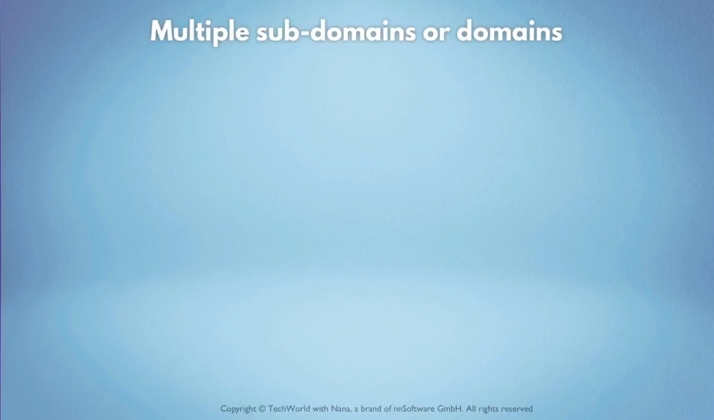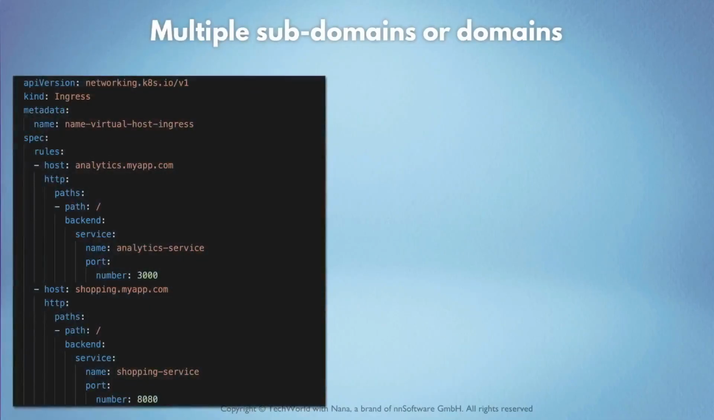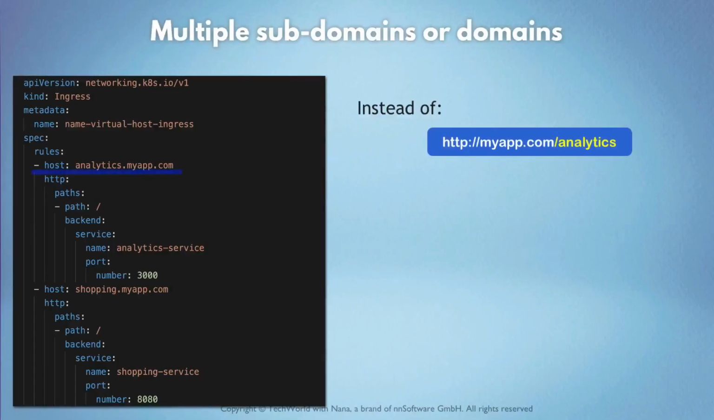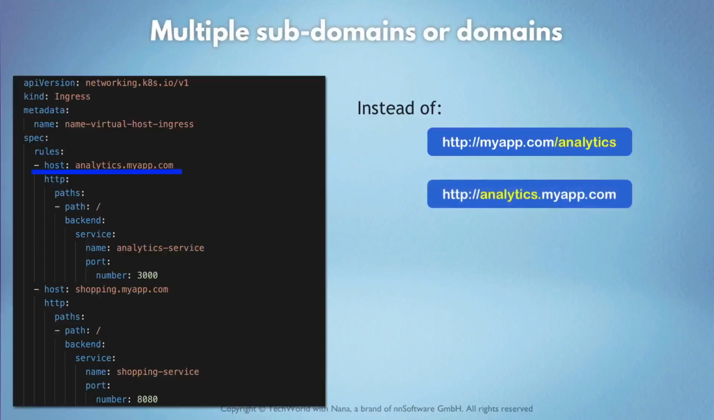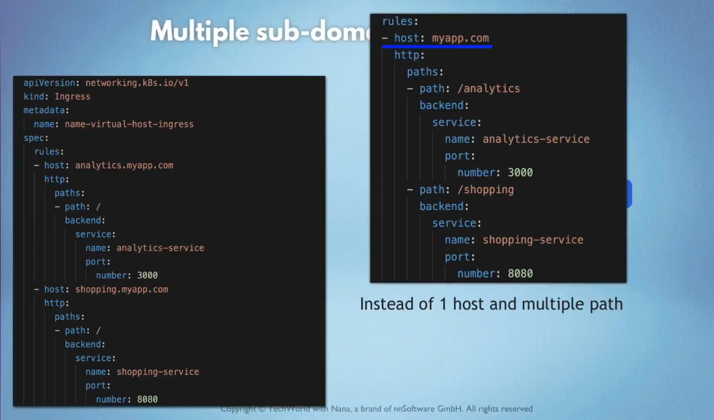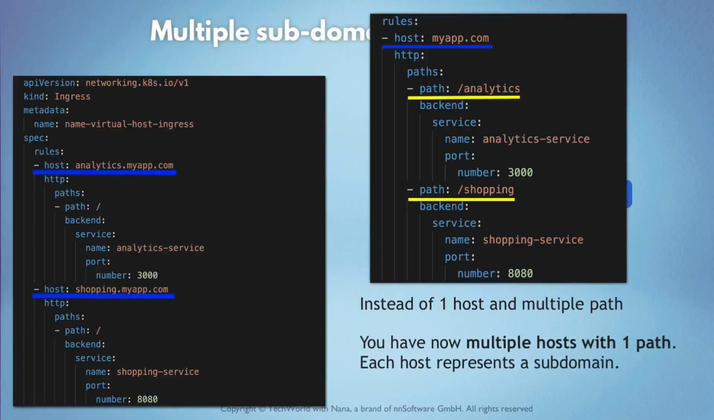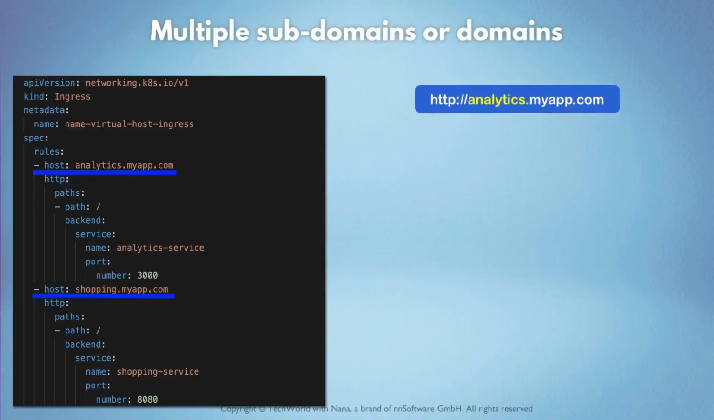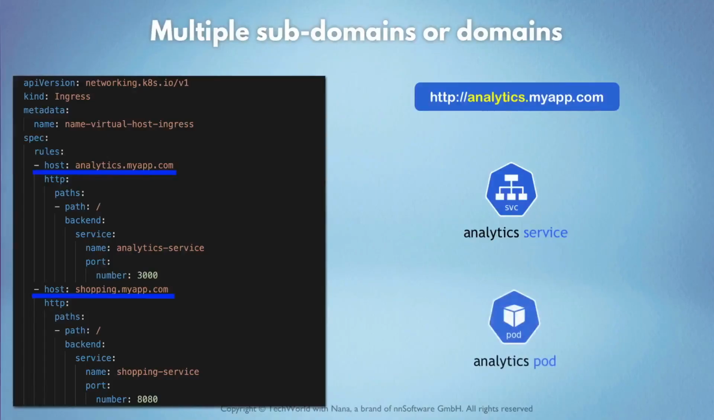Another use case is when instead of using URLs to make different applications accessible, some companies use subdomains. So instead of having myapp.com/analytics, they create a subdomain analytics.myapp.com. So if you have your application configured that way, your configuration will look like this. Instead of having one host, like in the previous example, and multiple paths inside, now you have multiple hosts, where each host represents a subdomain. And inside you just have one path that, again, redirects the request to analytics service. Pretty straightforward. So now in the same request setting, you have analytics service and a pod behind it. Now the request will look like this, using the subdomain instead of path.